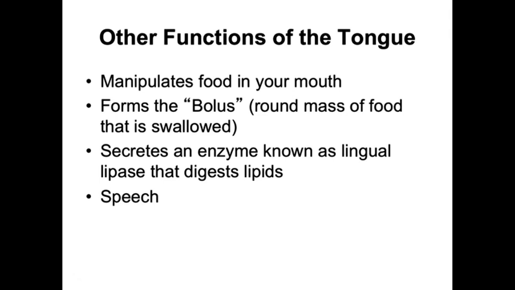So let's say the tongue manipulates the food in the mouth, cranial nerve 12, the hypoglossal nerve, moves the tongue. The food in the mouth is called bolus. When it hits the stomach, it's called chyme, and it secretes an enzyme known as lingual lipase. Remember, anything that ends in ase is an enzyme. Lipase breaks down lipids. Lipids are fats. They're broken down by lipase.